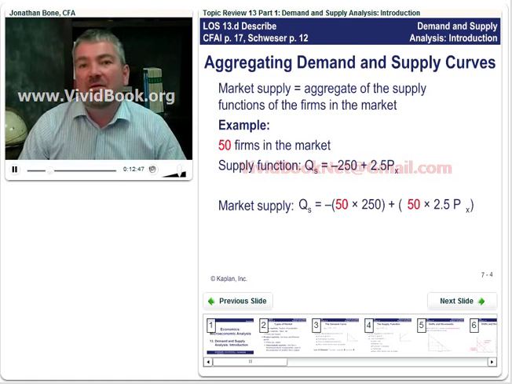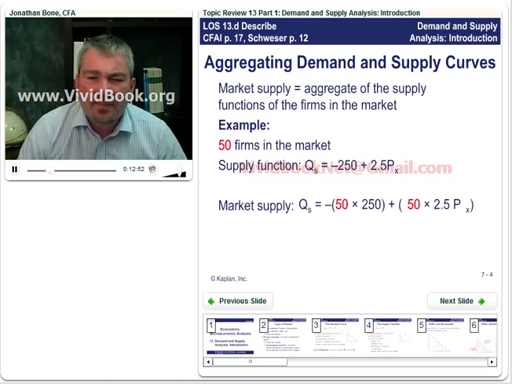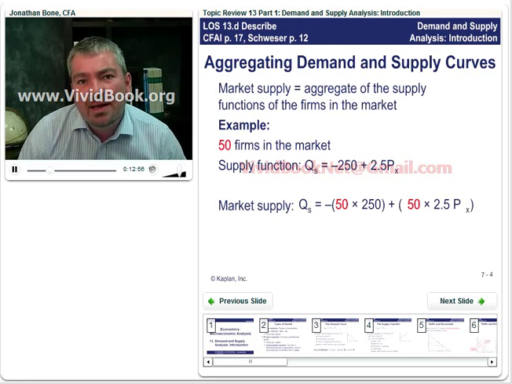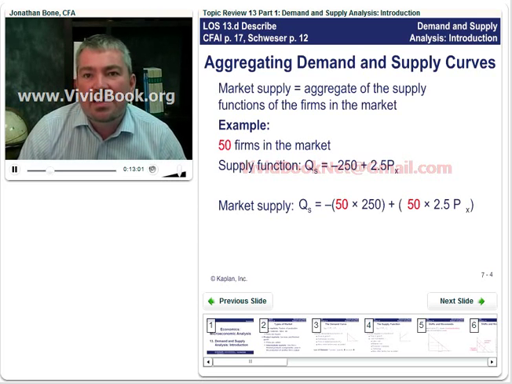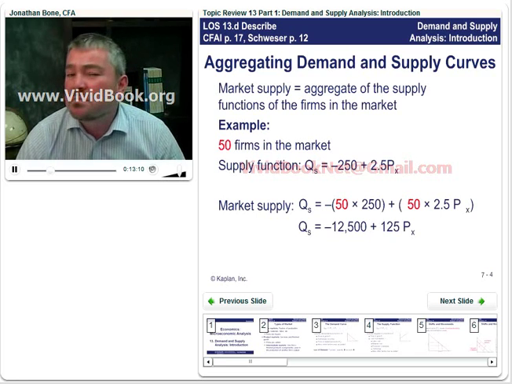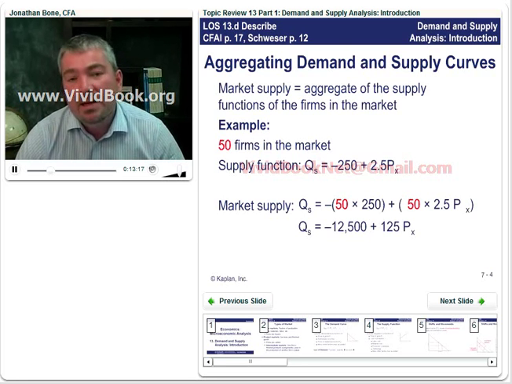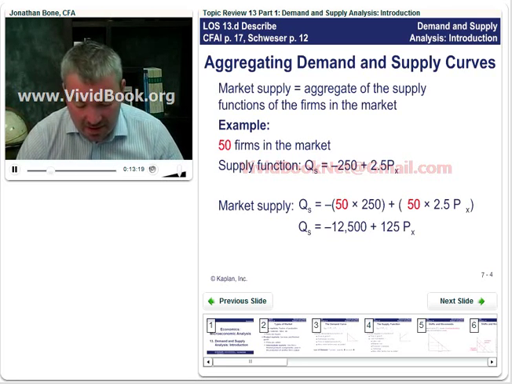Market supply, therefore, must be, and again, this is the market supply function. And notice when we talk about function, the major output of our model is quantity. So let's just multiply our 250 by 50 and our 2.5 px by 50. And of course what we're going to get therefore is that the quantity supplied equals minus 12,500 plus 125 times the price of the good, px. Now again, that is the market supply function.